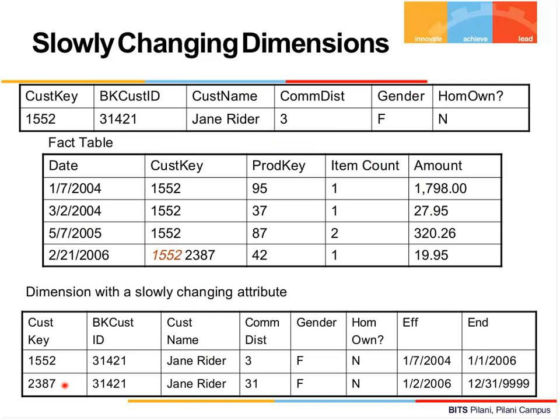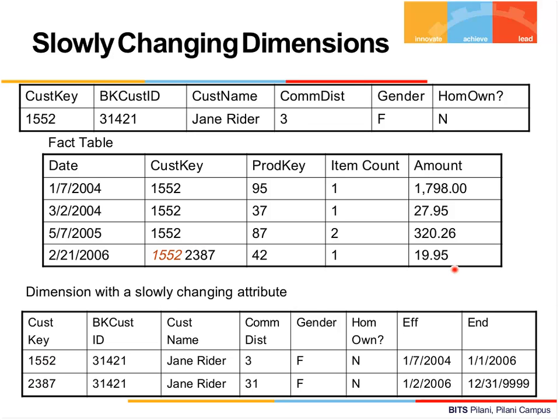What's going to happen from this point, from January 2nd, 2006, is that any new transaction that comes into the fact table will have the natural key coming in, and then when you look up the dimensional table, you take the latest surrogate key, linked to the current effective date values. So you don't pick up 1552 here anymore. You're going to pick 2387 here. From this point onwards, any new records coming for this particular customer ID will get the new surrogate key, 2387.